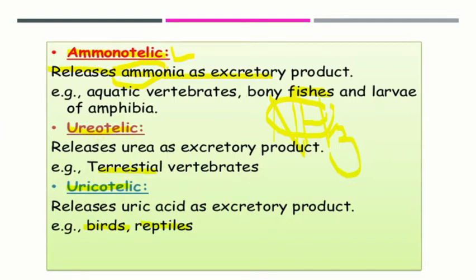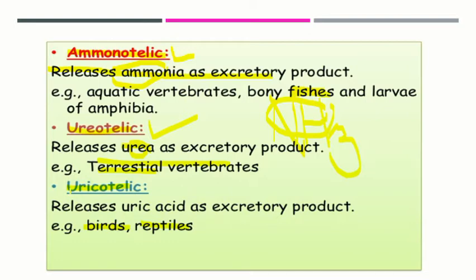Ureotelic means urea. We excrete urea. So we are terrestrial vertebrates, and on the basis of the term urea, we have been given the term ureotelic. Urea is the combination product of ammonia and carbon dioxide. To release the urea, we need some amount of water, but not as much as the bony fishes. We need water, but not like that of the fishes.